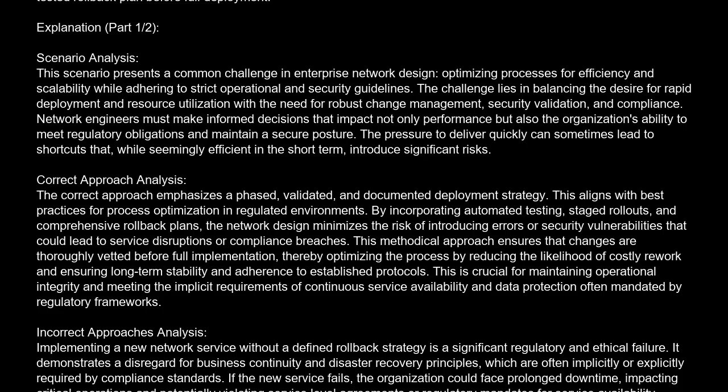Implementing a new network service without a defined rollback strategy is a significant regulatory and ethical failure. It demonstrates a disregard for business continuity and disaster recovery principles, which are often implicitly or explicitly required by compliance standards. If the new service fails, the organization could face prolonged downtime, impacting critical operations and potentially violating service-level agreements or regulatory mandates for service availability.